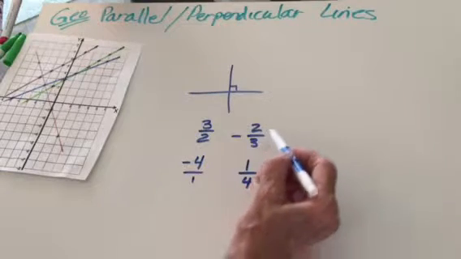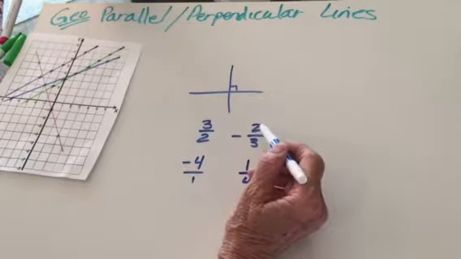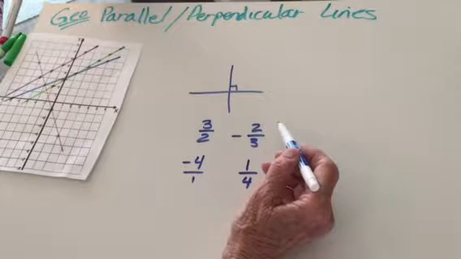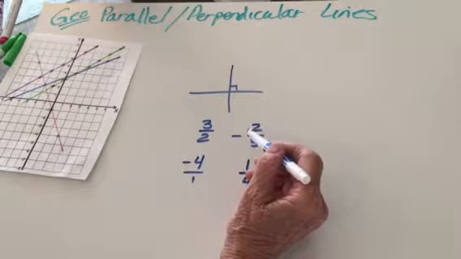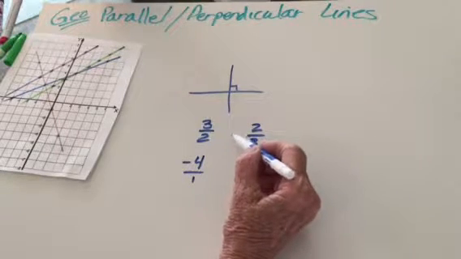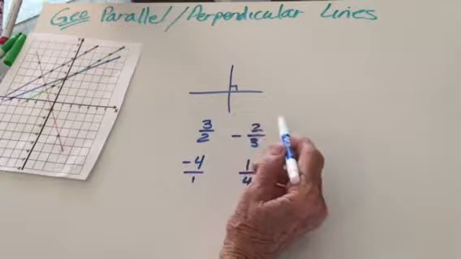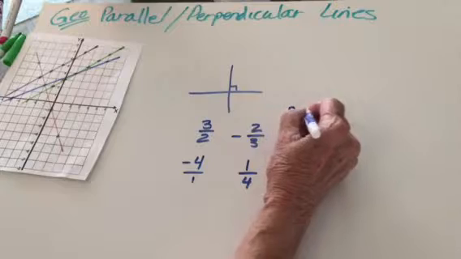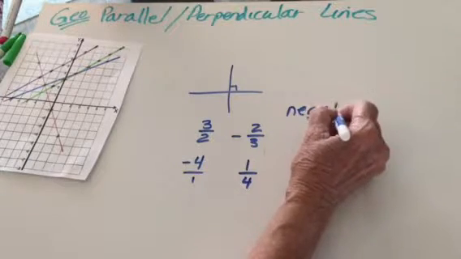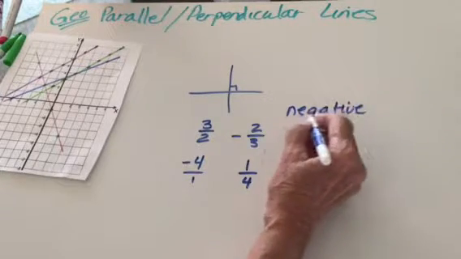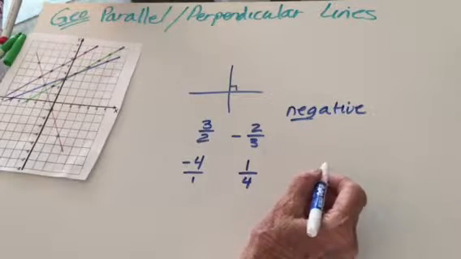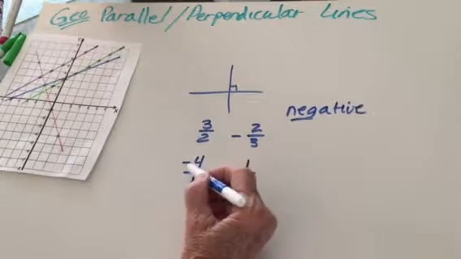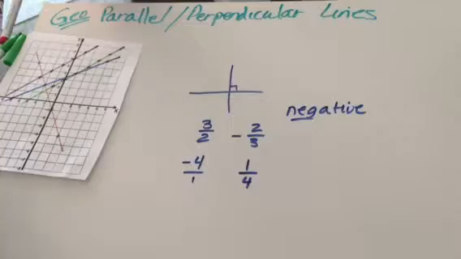So for perpendicular lines, you have to flip the number. It's called the reciprocal. Flip the number upside down and change the sign. We call this finding the negative reciprocal. The problem is I don't want you to think it's always negative, because it's not. But whatever it is, you change the sign.